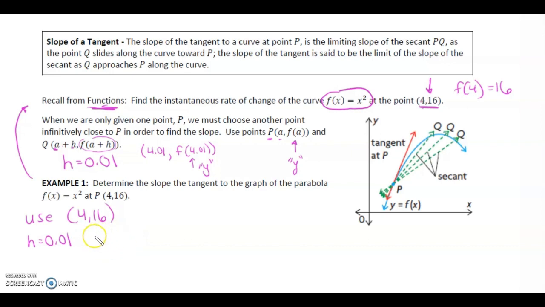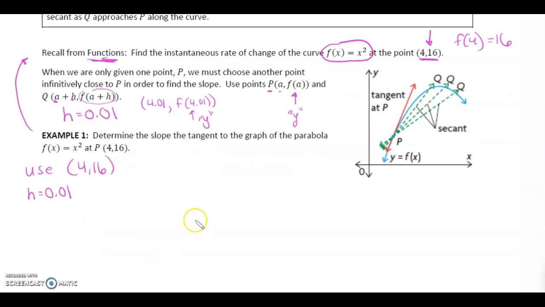So what we want to do is find what is f at 4.01. And that's just if we take x squared, 4.01 squared. And I get 16.0801. So we're going to use (4, 16), and we're going to use (4.01, 16.0801).